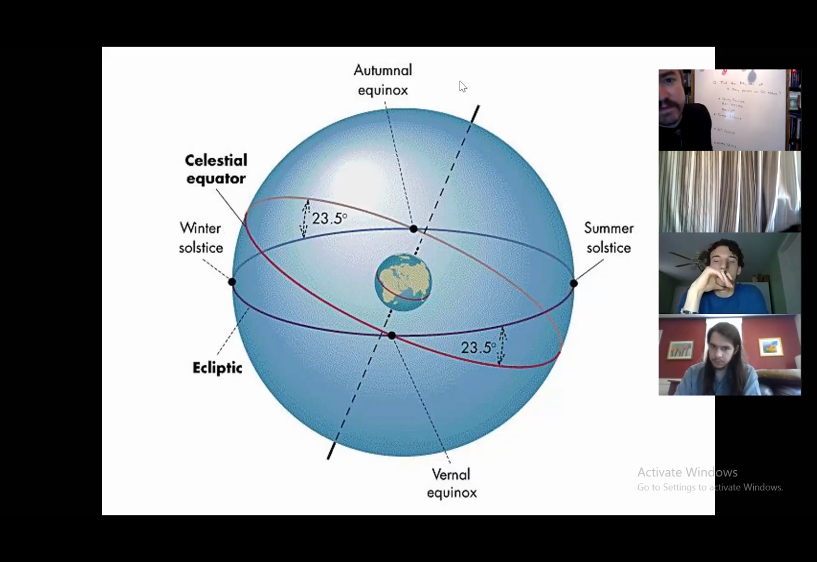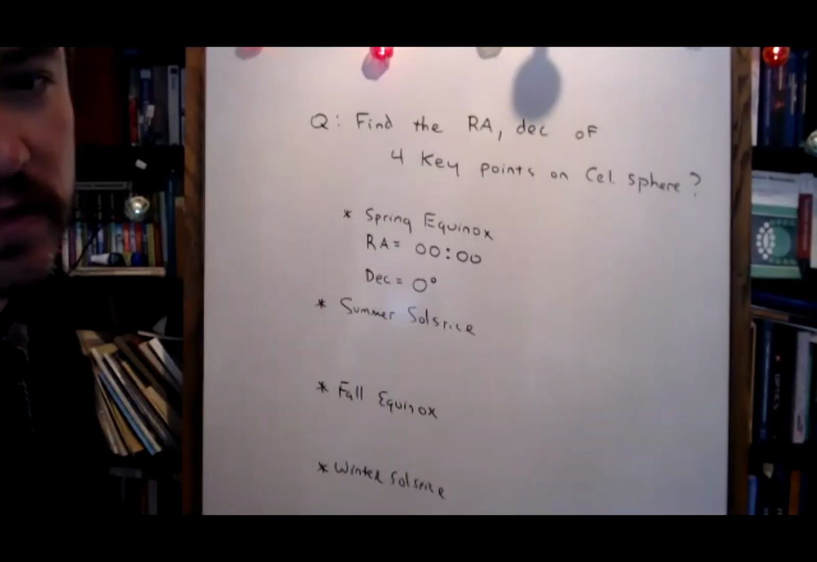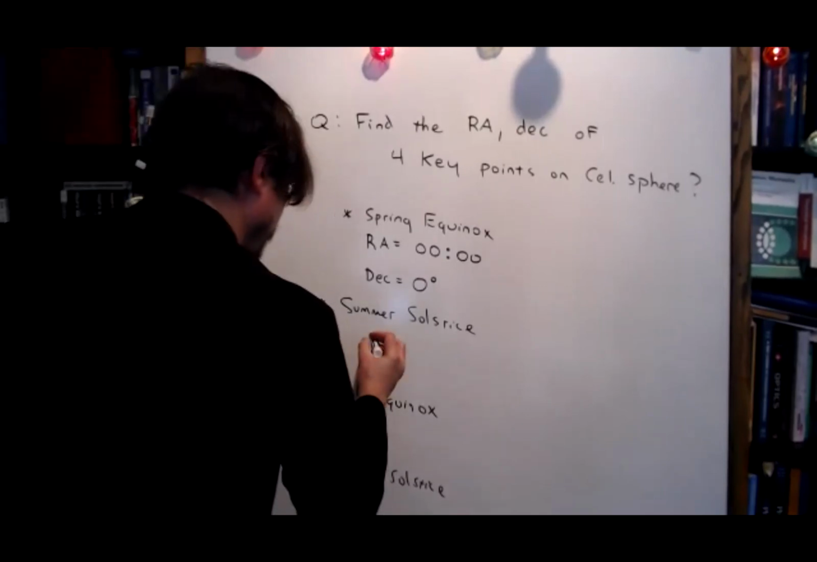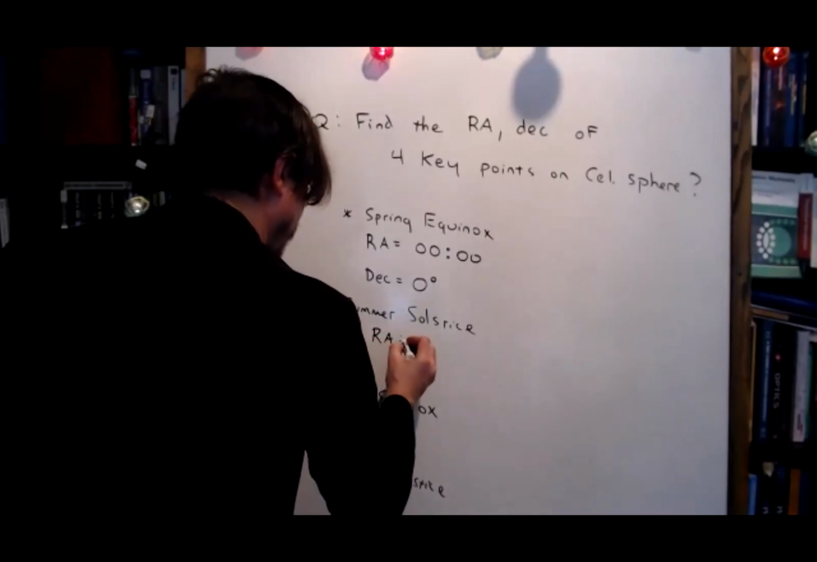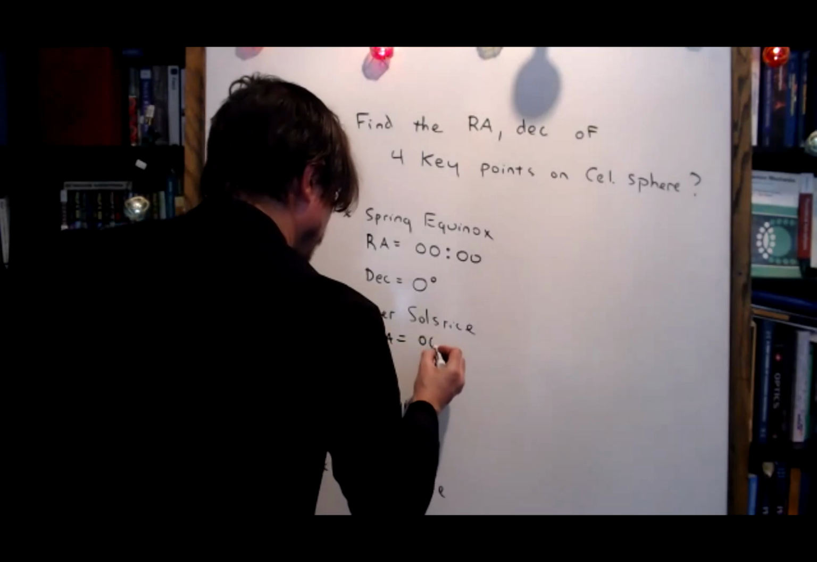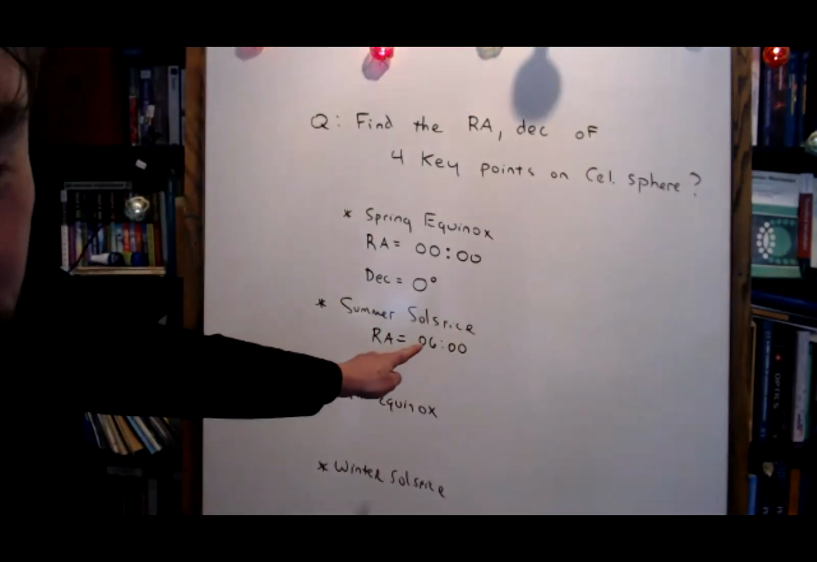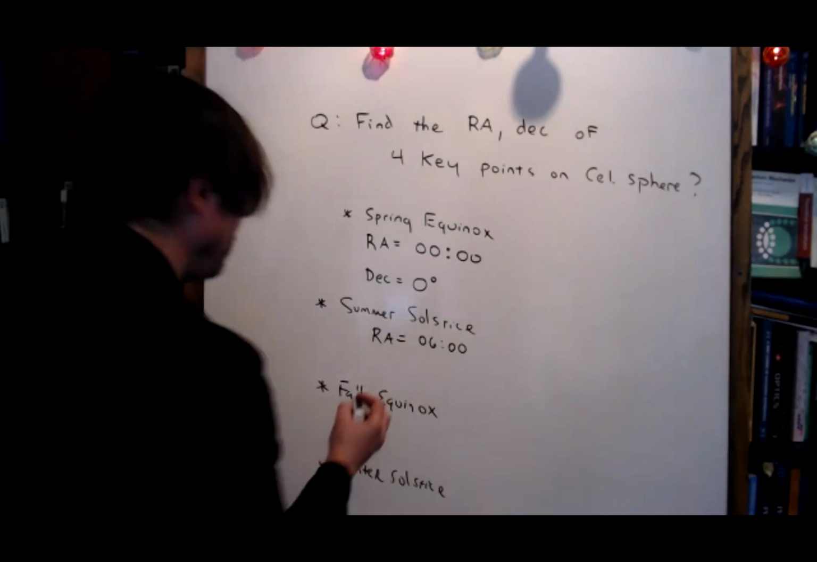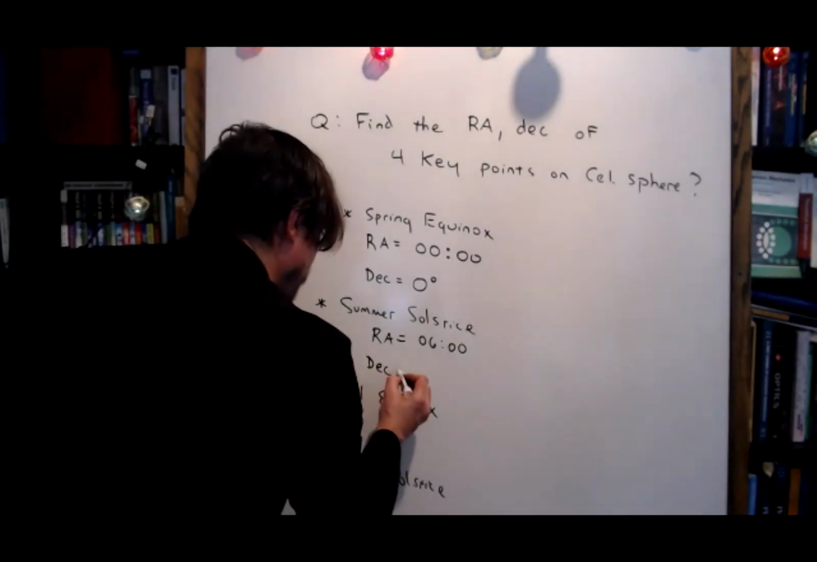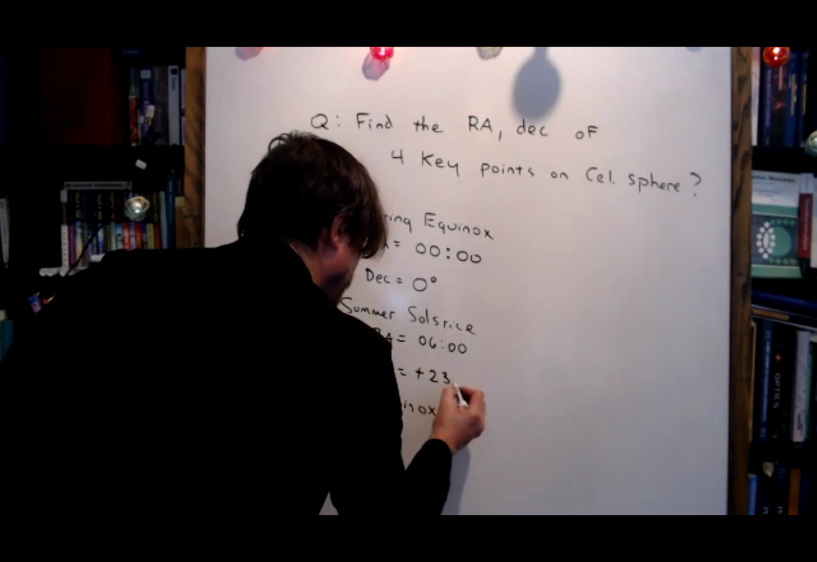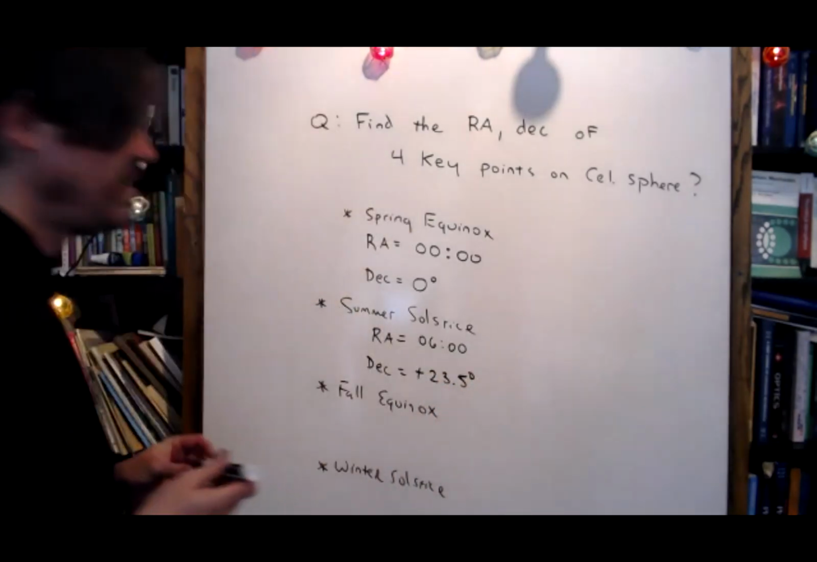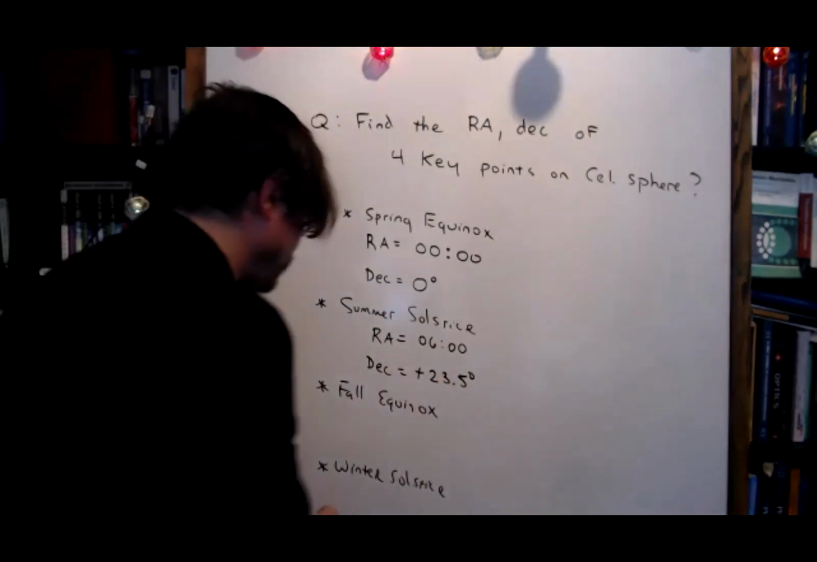Okay, so we have our answer. The summer solstice has a right ascension of 6 hours. That's how I'm going to write it, okay? I'm going to use cell padding, as they say. And declination, positive 23.5 degrees. All right, let's see if we can crank out the others.